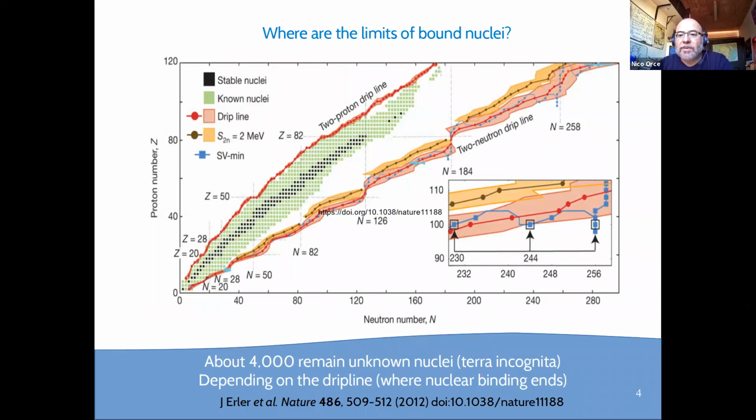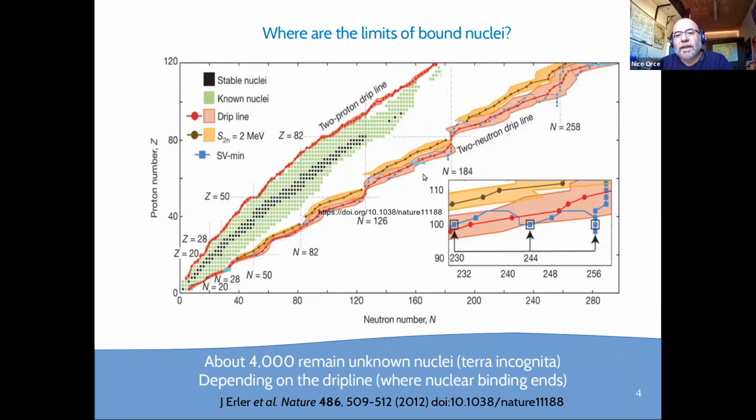When a nucleus becomes unbound, just before you can bind a nucleus, it becomes particle unbound. You cannot form that nucleus because there's not enough energy to bind it. So this was the line of stability, as I mentioned before, the black squares, and these are the known nuclei in green here. But there are supposed to be a lot more nuclei.